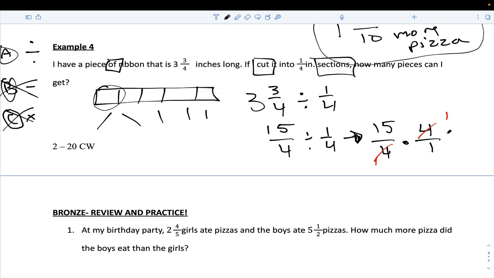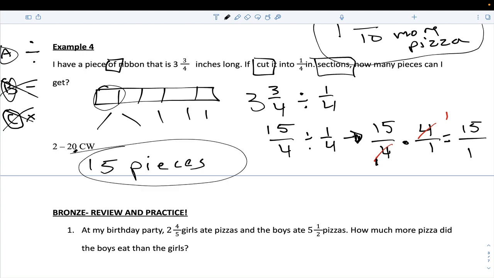Great. 15 over what? Let's check the bottom. I think you cross canceled that one, so what would the bottom be instead of 4? You have 1 times 1. What's 1 times 1? Great. Label it for me, Topanga. 15 what? 15 pieces of ribbon, or pieces would work as well. Next page, please.